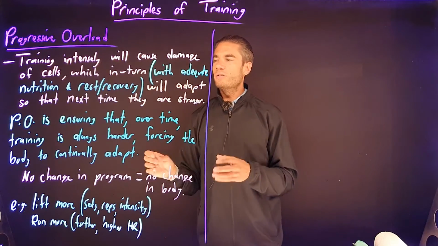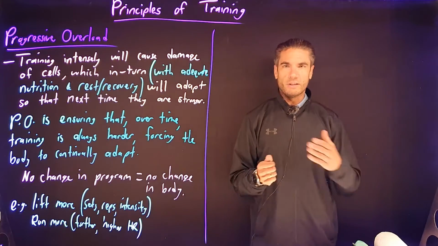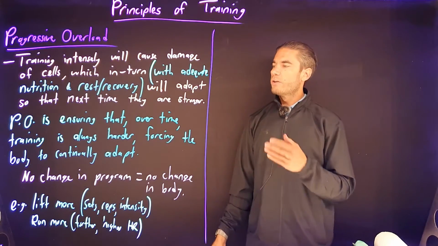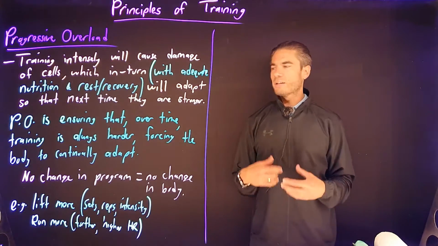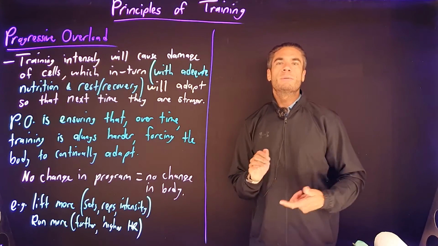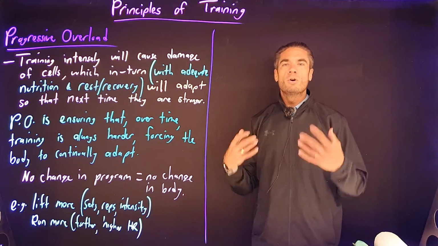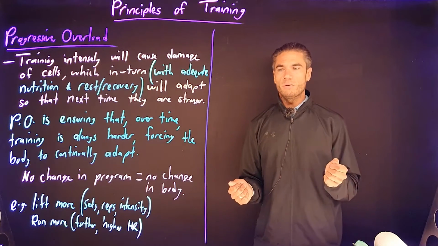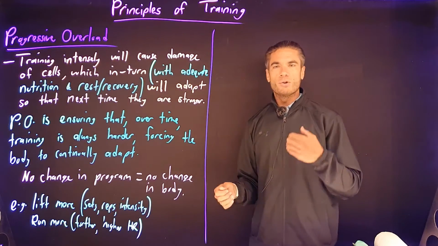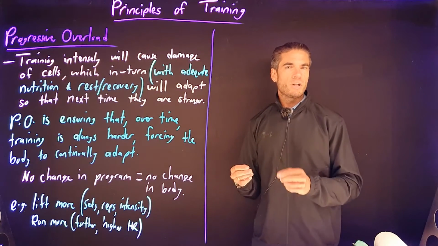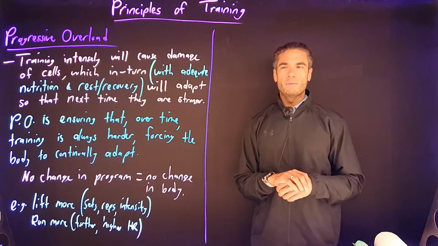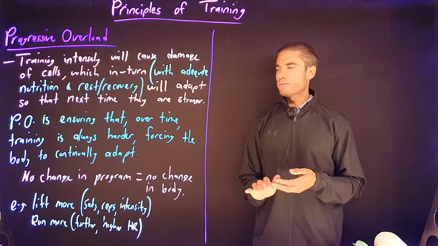So progressively overloading the body over time ensures that training is always harder, forcing the body to continually adapt. Okay, this is how people get better, this is how people get faster, people get stronger, people can run further, okay? It's not just you go and do one training session and that's it, all of a sudden you can take on Usain Bolt, okay? But over time, if you continually train, and every time you train you're making it a little bit harder, and a little bit harder, and a little bit harder, then over many, many years you may actually get to Usain Bolt type quality.